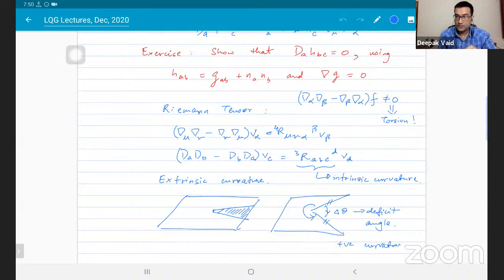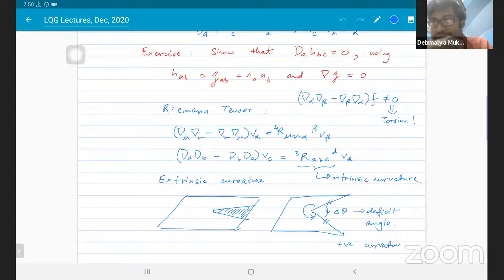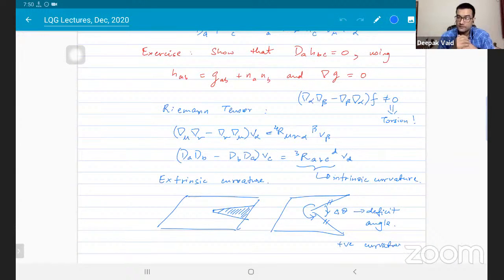Now you can imagine doing exactly the same thing in higher dimensions. You take a 3-dimensional ball, and you cut out a solid angle, and then what is left, you glue all of that back together. So again, you will have this conical singularity, and there will be a line or a surface defect.